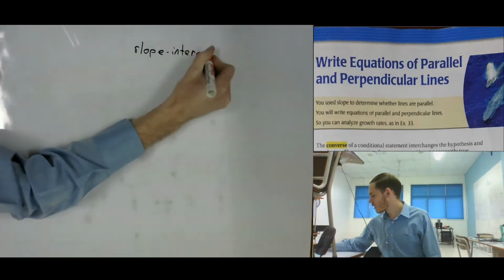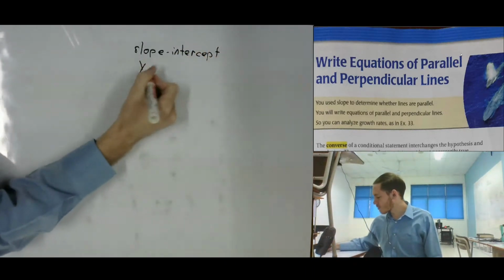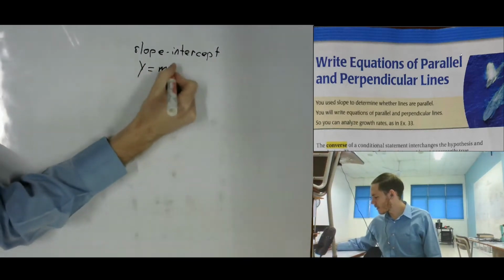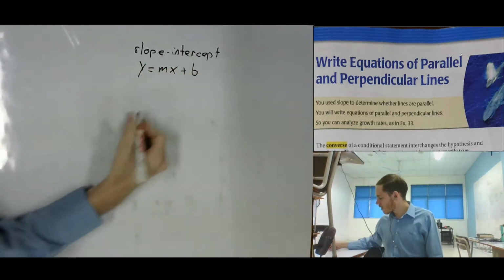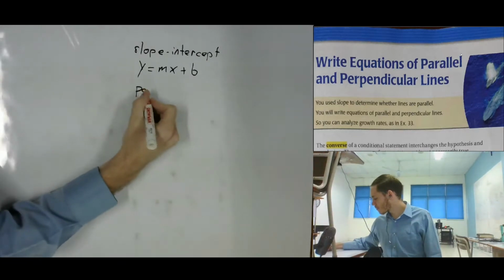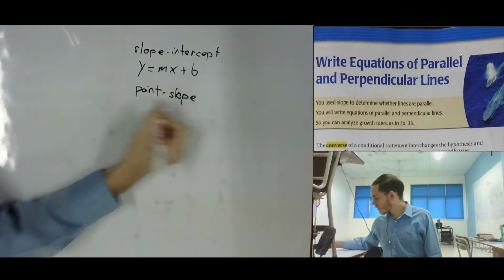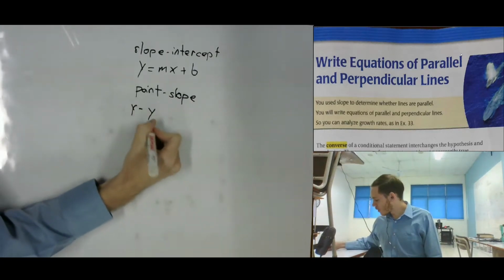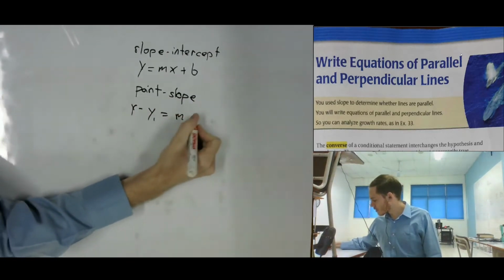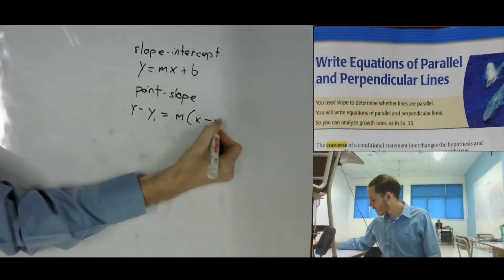Intercept. I'm going to write this in shorthand after this point. y = mx + b. Point-slope would be y - y1 = m(x - x1).